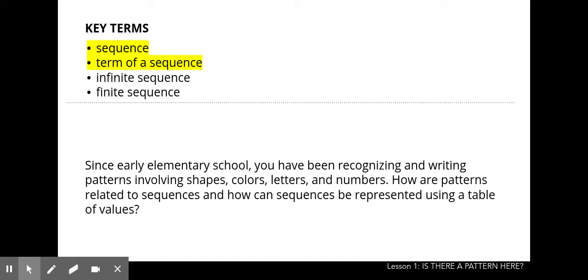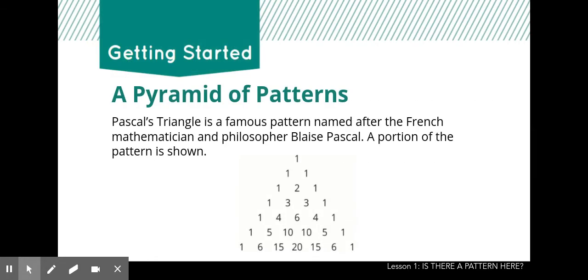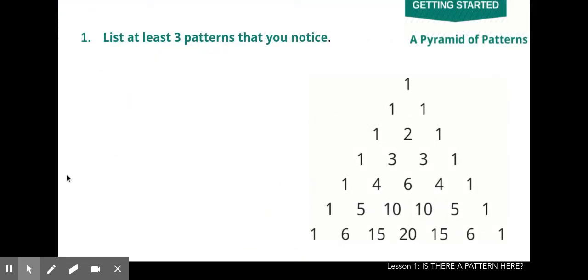Since elementary school, you've been recognizing and writing patterns involving shapes, colors, letters, and numbers. How are patterns related to sequences, and how can they be represented using a table? This first slide here talks about something called Pascal's triangle, which is kind of a famous mathematical thing, and it's named after a famous mathematician named Blaise Pascal. And in this pattern, we're asked to find at least 3 patterns that we notice that's going on here.